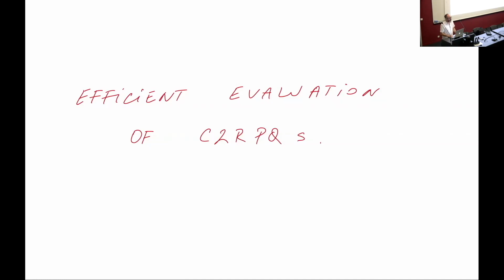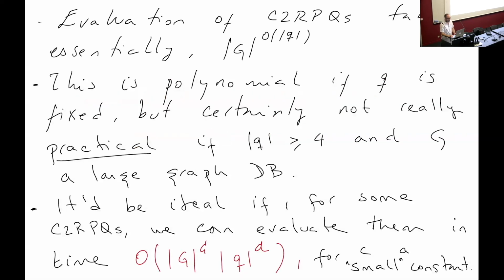What if we want to do efficient evaluation of C2RPQs? So evaluation of C2RPQs is |G| to the size of the query, actually to the number of variables of the query. This is the naive algorithm, right? That's what the naive algorithm does. It's |G| to the number of variables of Q. This is polynomial if Q is fixed, but certainly not really practical if the number of variables in Q is, say, bigger than 4, and G is a large graph database, yeah? Very large.